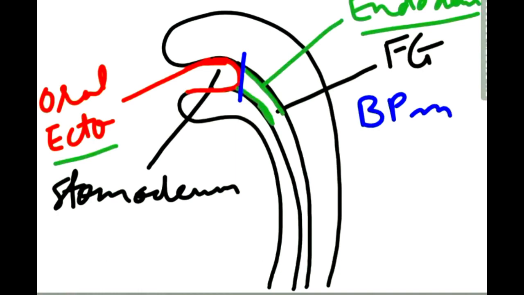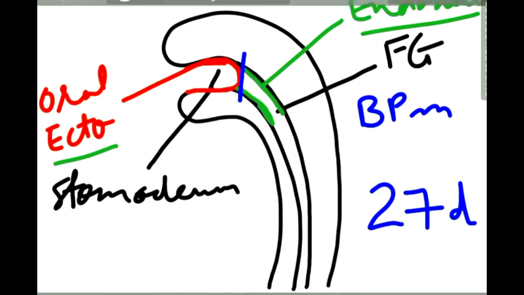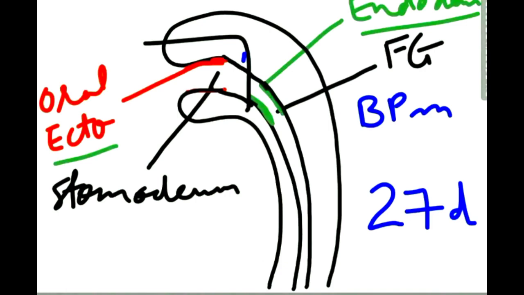Now, what happens when the embryo is 27 days old? This buccopharyngeal membrane ruptures and a connectivity is formed between the stomodeum and the foregut. Now, we would be concentrating on the stomodeum, in which the future tooth will develop.